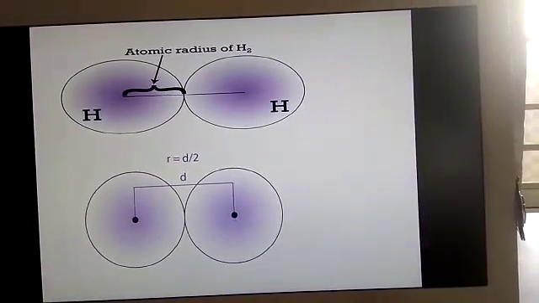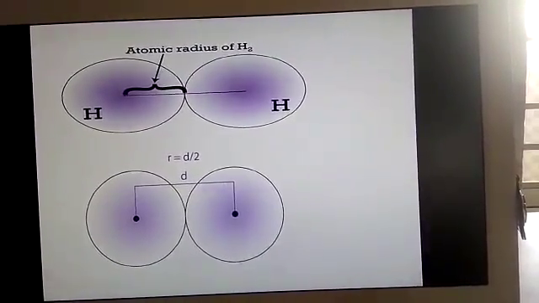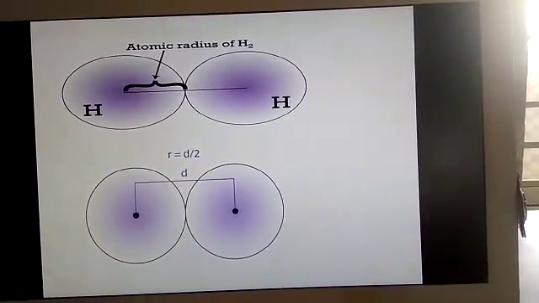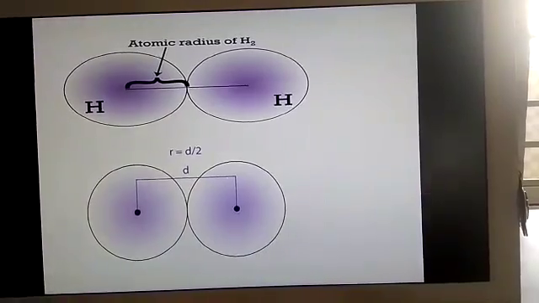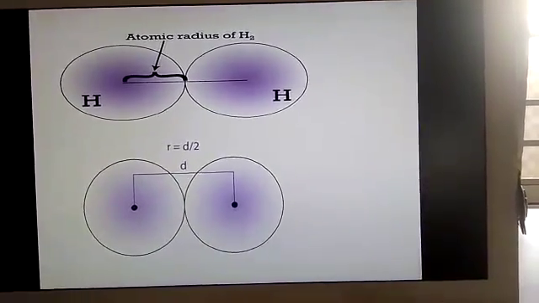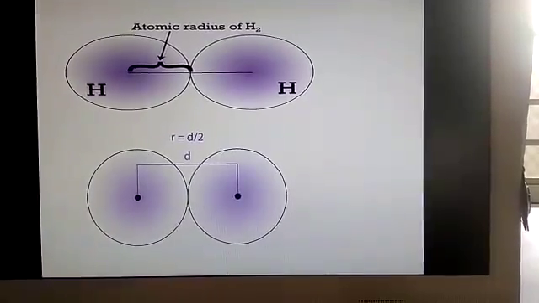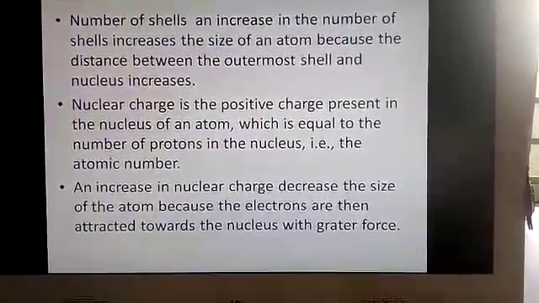The distance between the internuclear space is denoted because we are taking 2 hydrogen atoms, that is 2, and that distance we are also taking. So this is how we measure the atomic radius of a hydrogen atom.